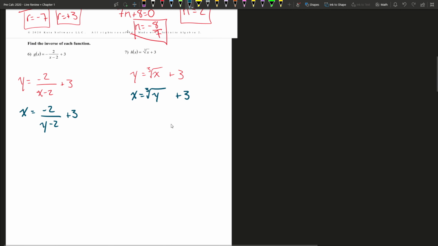In order to get y by itself, the first thing we have to do is subtract over the 3. Then we need to get this denominator outside of the denominator, so we multiply that by both sides.